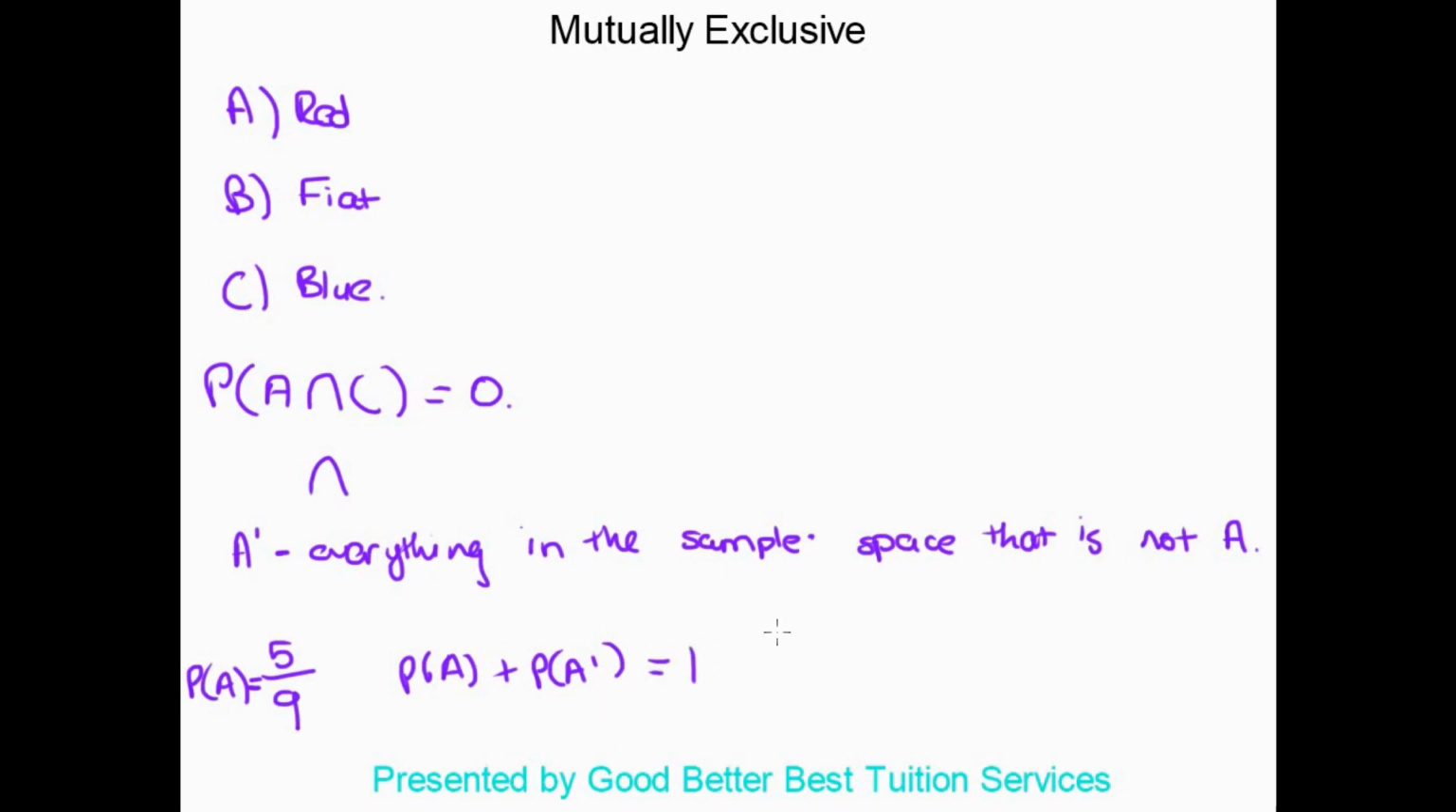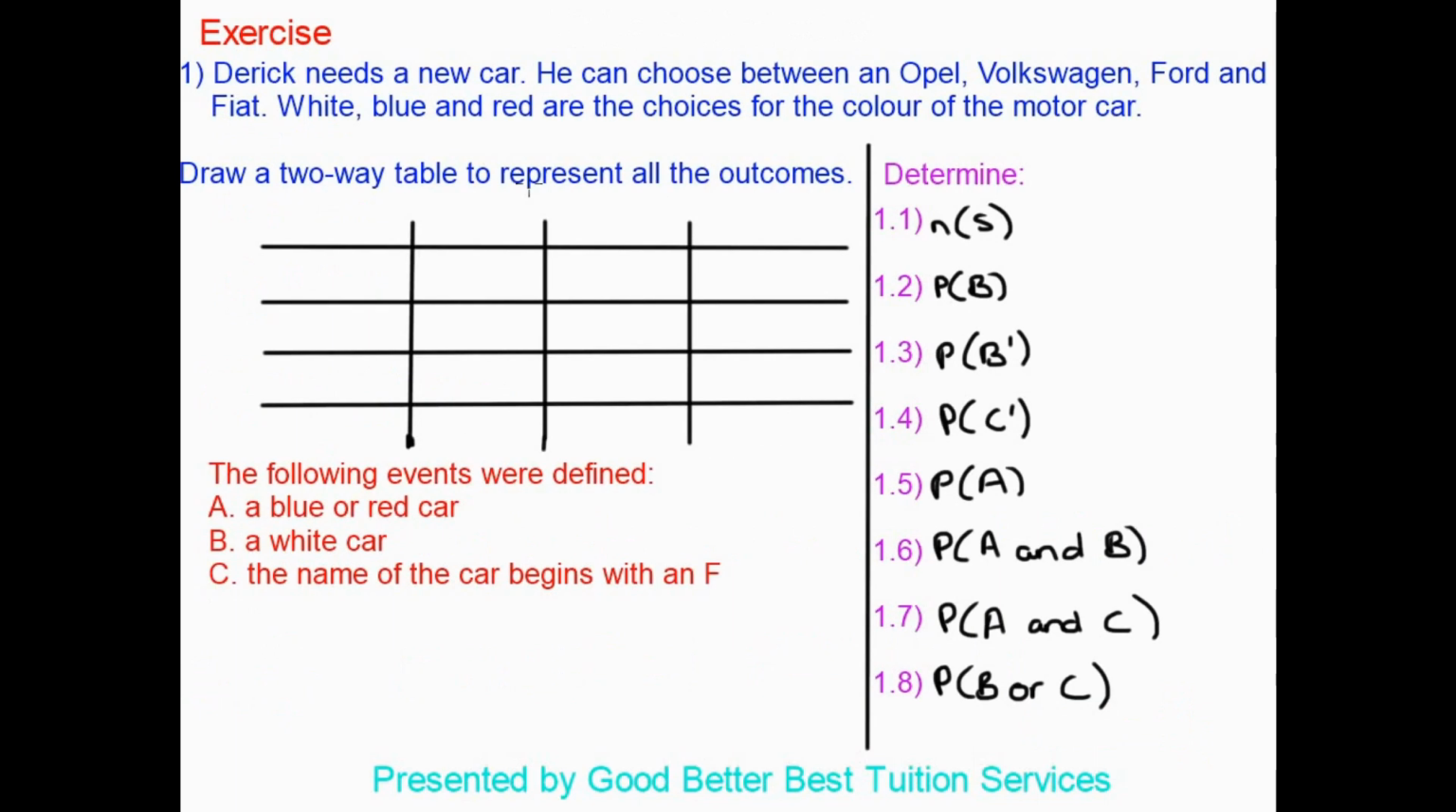Okay? And if that's the case, that means that the probability of the complement of A, right, is equal to 1 minus the probability of A. Okay? And so that's it mathematically. So that means that in this case over here, the probability of the complement of A is equal to 4/9. And it's that simple. So what we're going to do now is just have a look at examples pertaining to what we have just learned.